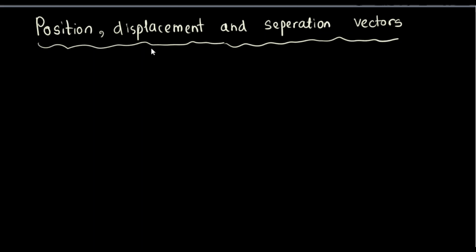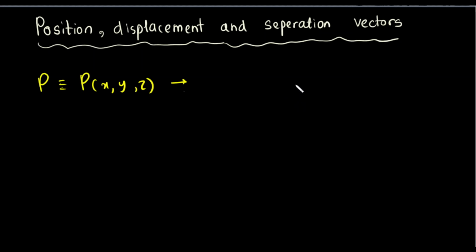In this video, I'm going to discuss position vector, displacement vector, and the separation vector. Let's say that we have a point P. This point P has coordinates of x, y, and z in the Cartesian coordinate system. So I'm going to draw this point in the Cartesian coordinate system.